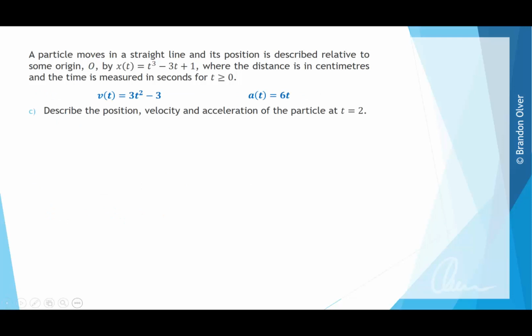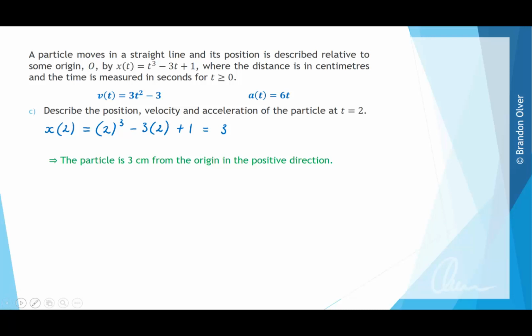For part C, we need to describe the position, velocity, and acceleration of the particle at t equals 2. So first off, we'll find the position. So that's the x function. So x when t equals 2 is equal to 2 to the power of 3 minus 3 times 2 plus 1. And when you evaluate that, you find that it is equal to 3. So the interpretation that we can make is that the particle is 3 centimetres from the origin in the positive direction.